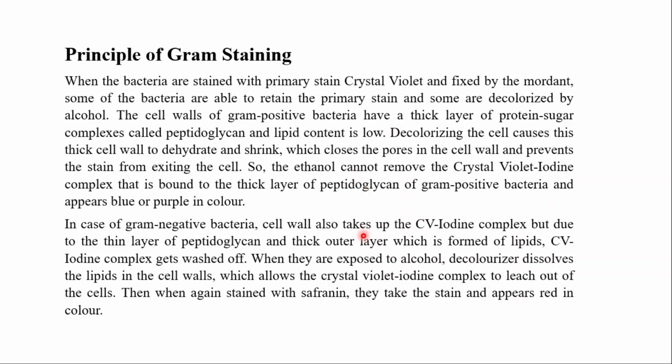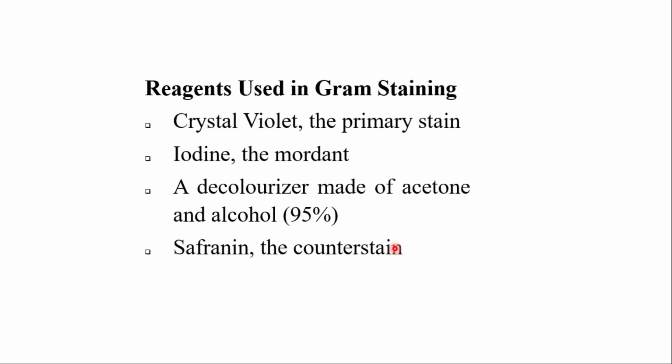So how is it seen or performed? Let's see one by one. The reagents used in the laboratory for gram staining are crystal violet as the primary stain, iodine as the mordant, a decolorizer made of acetone and alcohol, that is 95% alcohol, and then safranin, the secondary stain or counter stain. A glass slide is required, a Bunsen burner is required, then a needle is required, and a bacterial culture is required, a mixed culture of bacteria. So these are all the reagents and equipment required here.